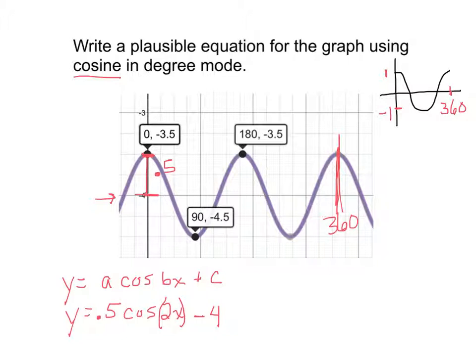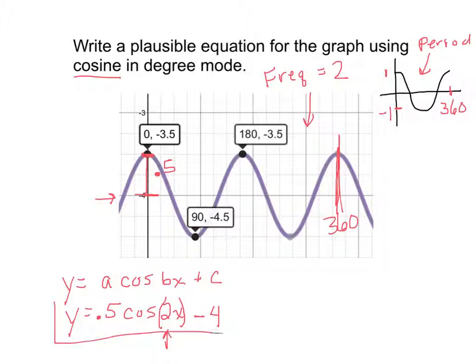Okay, a little side note: this oscillation is called a period. As one period. Okay, the amount of times how many periods it has in 360 is a frequency. So this frequency equals 2. Frequency equals 2. Hence this 2 right here. All right, questions?